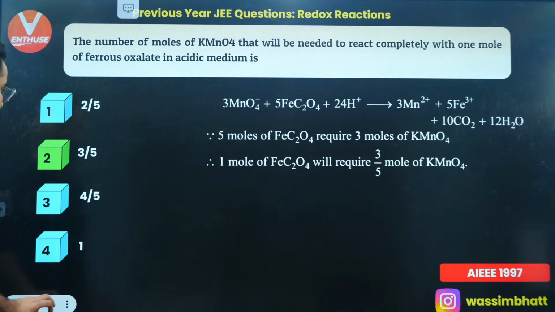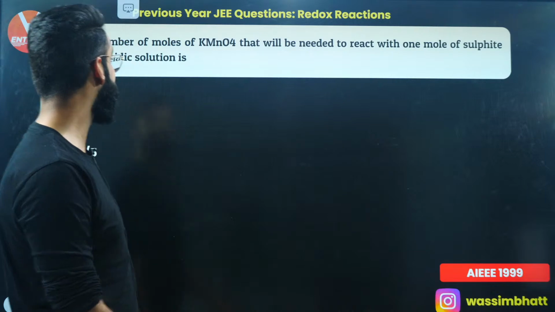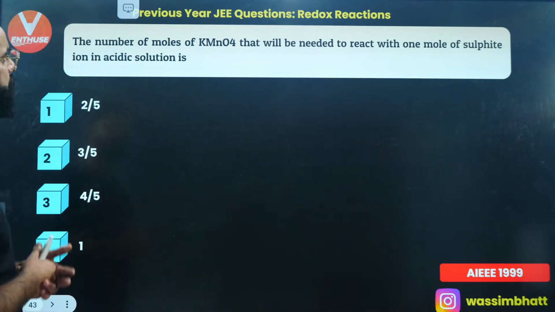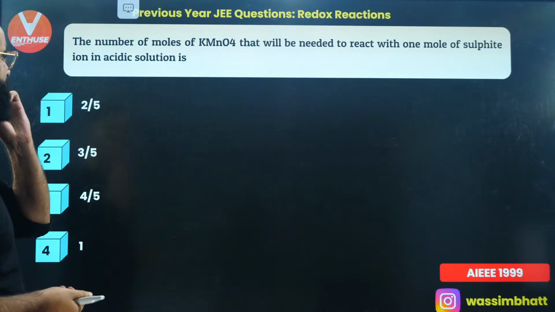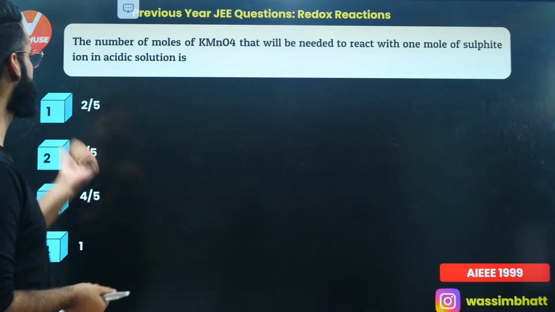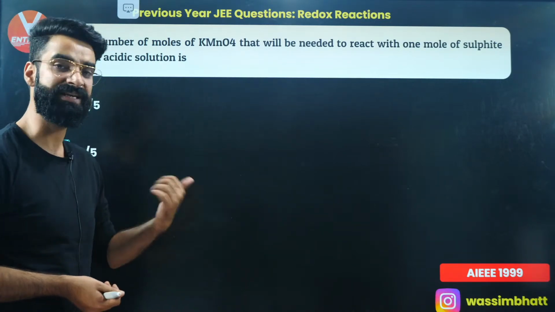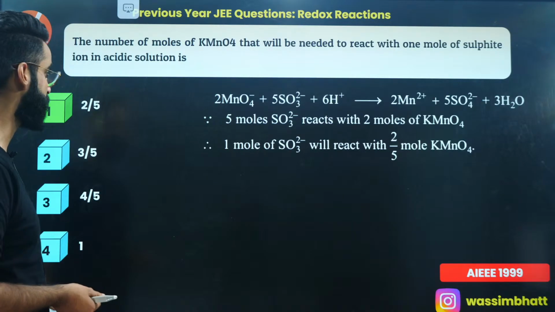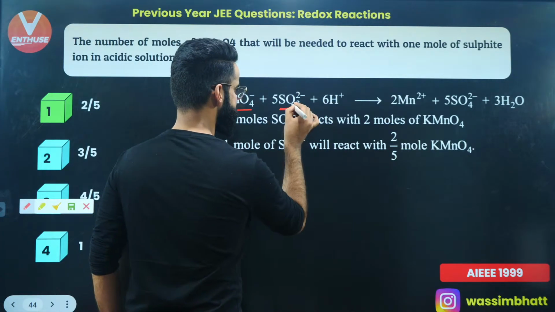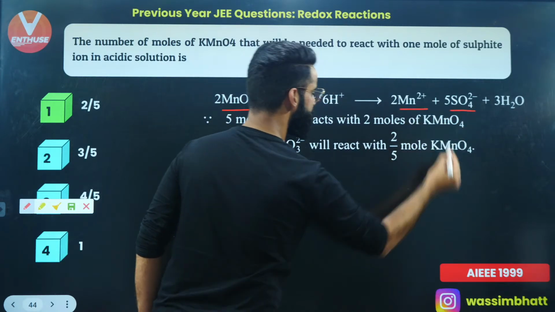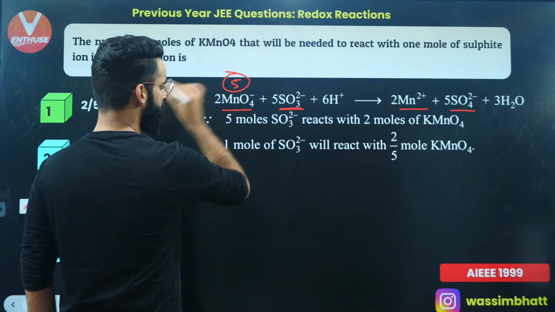One more question was asked in AIEEE 1999. The moles of KMnO4 that will be needed to react with 1 mole of sulfite. Let me tell you, KMnO4 in acidic medium converts sulfite into sulfate. We have discussed that too. This is the reaction first of all. Let me show it to you. Your MnO4 negative converts sulfite into sulfate and itself gets converted to Mn dipositive, due to which the N factor of MnO4 negative comes out to be 5.